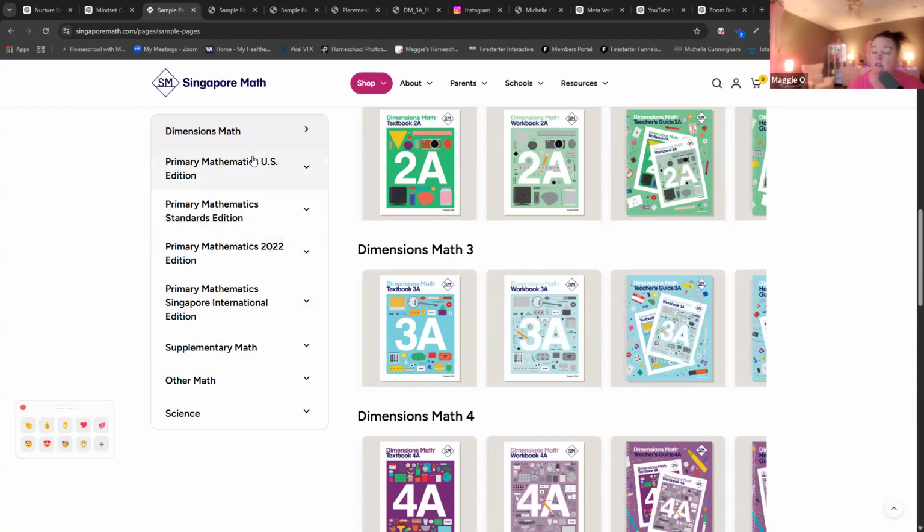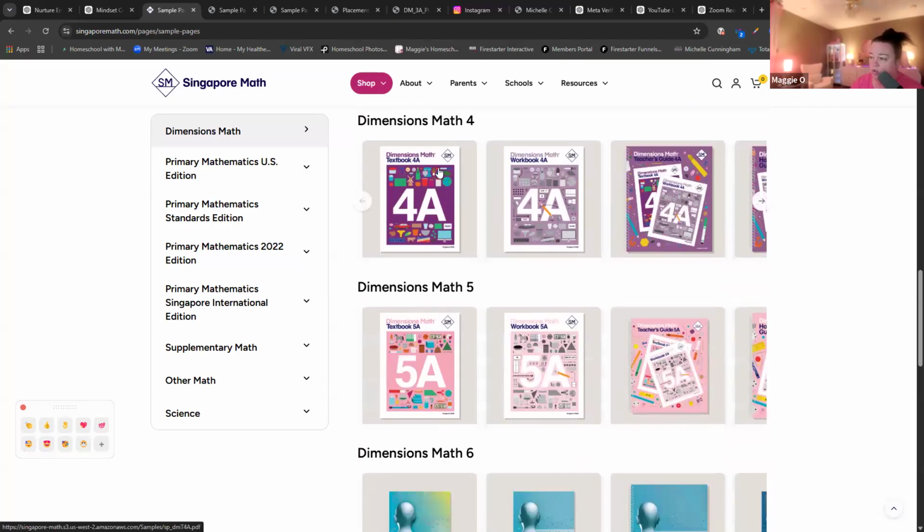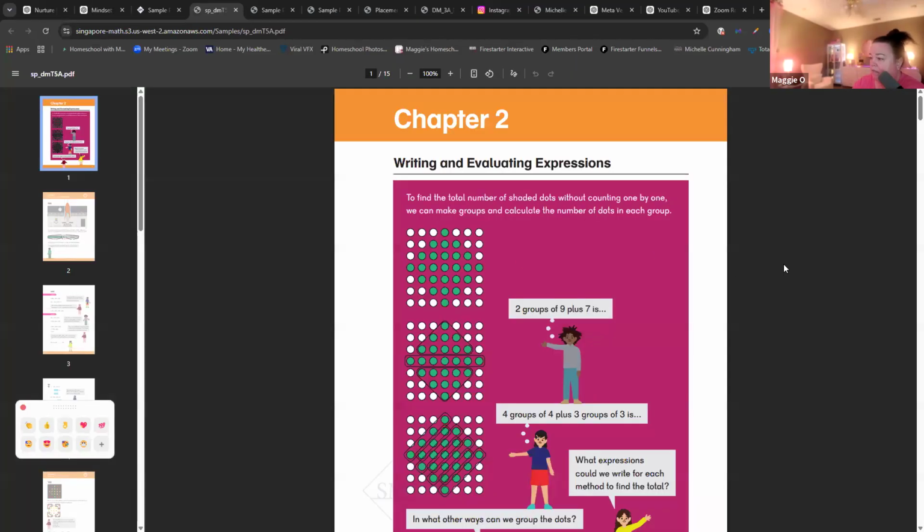And I can tell you that, let's see, I guess it's been almost 30 years ago. It must have been about 30 years ago when this first came out here, because I remember we did use some Singapore math when my boys were younger, and it's just continued to grow.